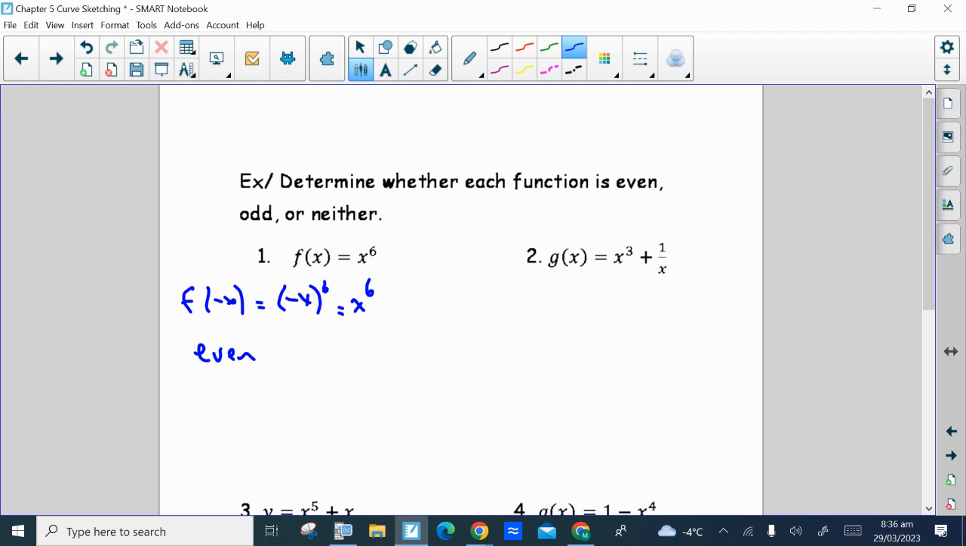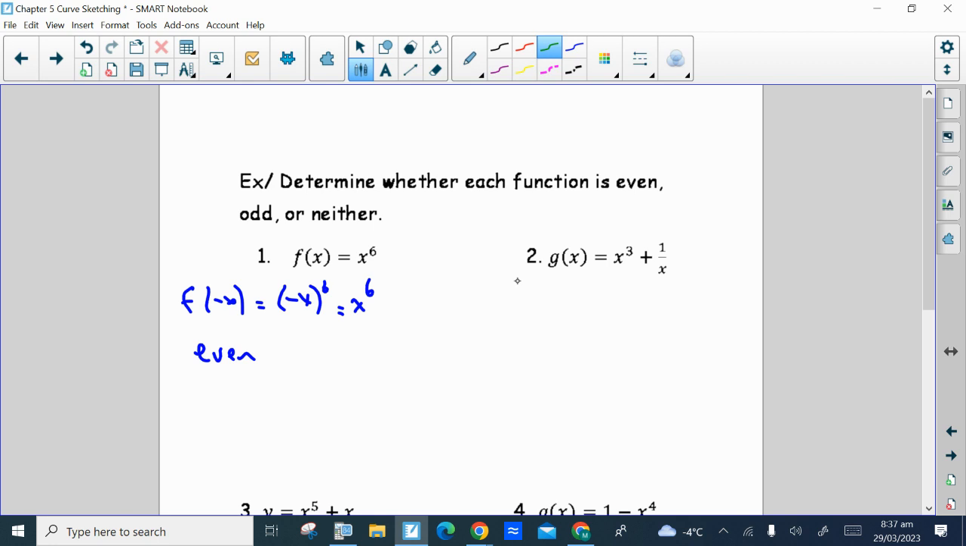This graph will be similar to the graph of y equals x squared. It's just skinnier. The y values will get larger much quicker, because instead of squaring each x value, you're taking each x value and raising it to the power 6. So it's like it's going to do a vertical stretch. Okay.